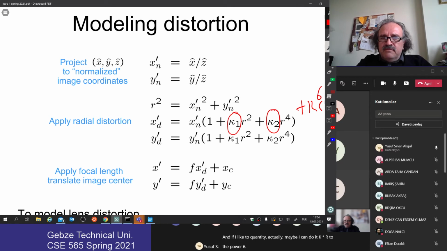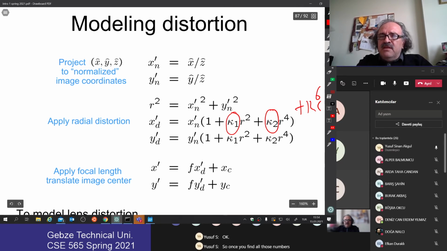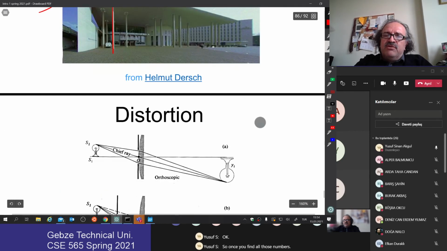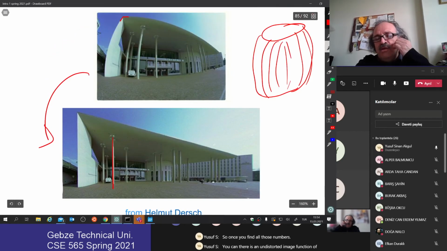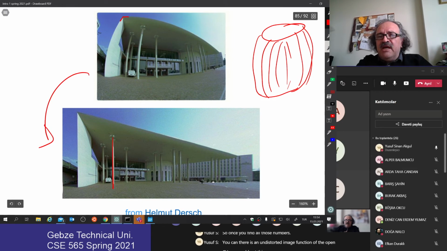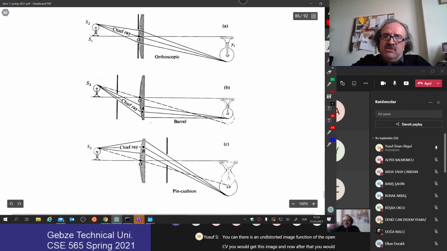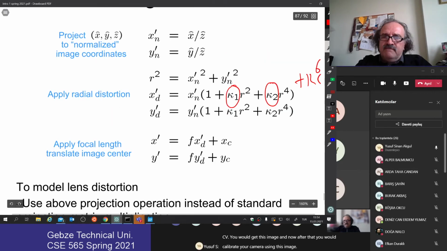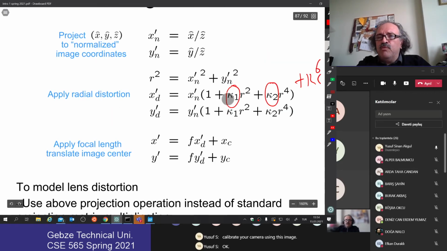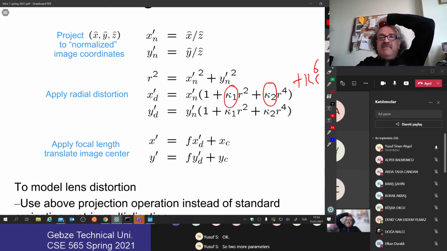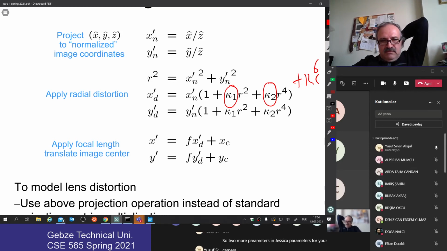Okay. So once you find all those numbers, there is an undistort image function in OpenCV. You would get this image, and after that, you would calibrate your camera using this image. So two more parameters, intrinsic parameters for your camera.